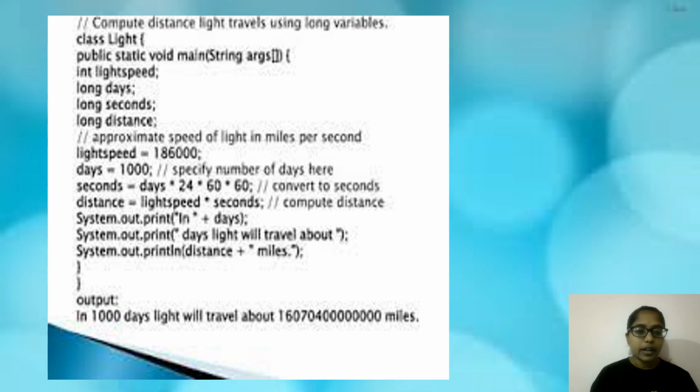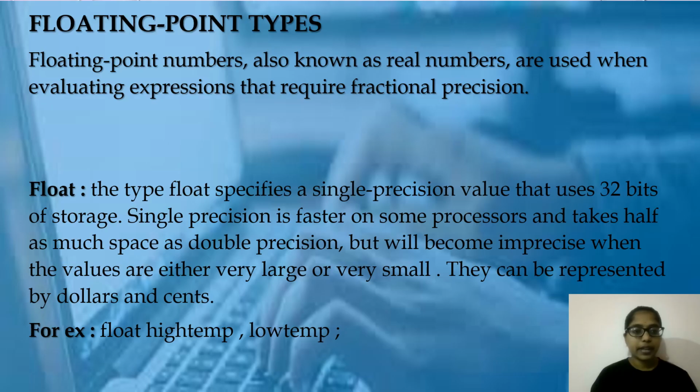System.out.println. In days, the program prints how much light will travel about, and System.out.println distance plus miles. If we execute this program, the output will be: in 1000 days light will travel about, how much distance the light will travel about in miles.